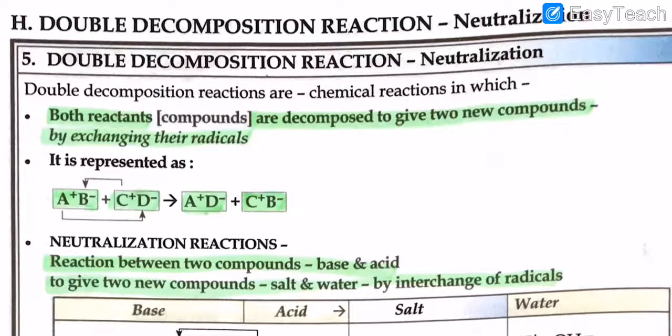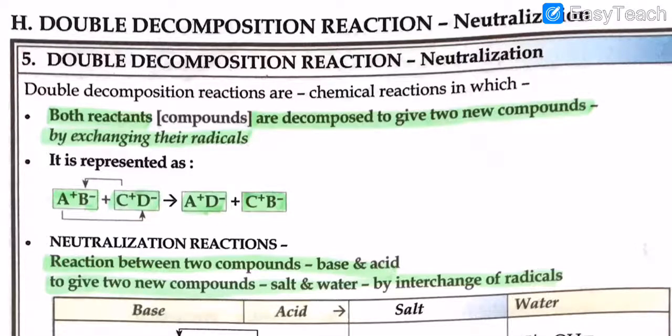Okay, so double decomposition reactions are chemical reactions in which both reactants, compounds, are decomposed to give new compounds by exchanging their radicals, as I just said. So they are decomposed in a way to give new compounds. So instead of AB as a product, you get AD. Instead of CD, you get CB. So you're exchanging their radicals and you're decomposing them, right?